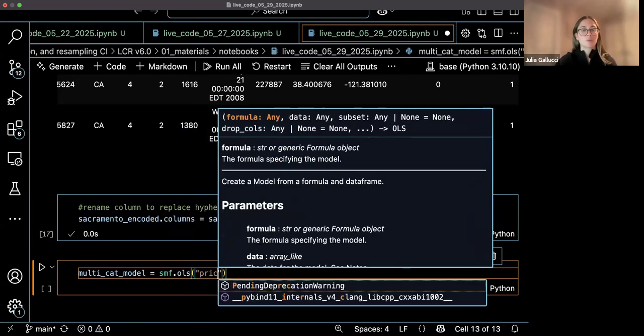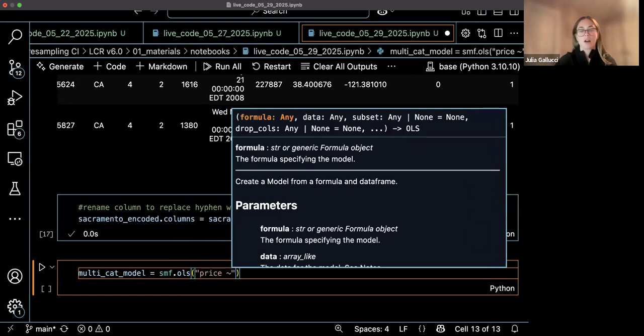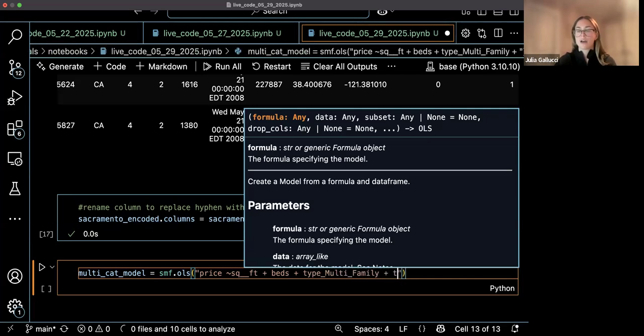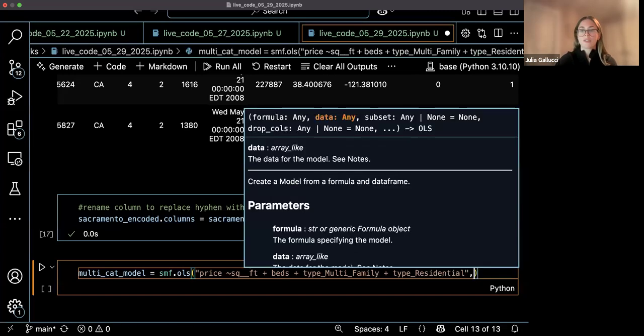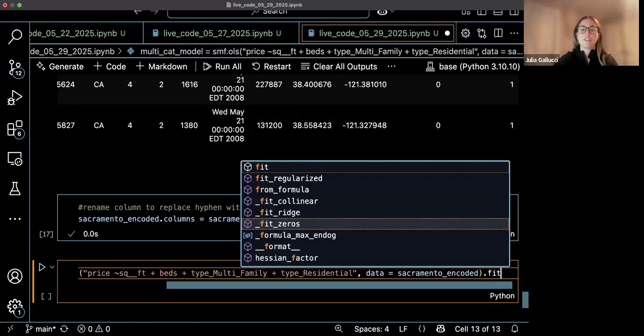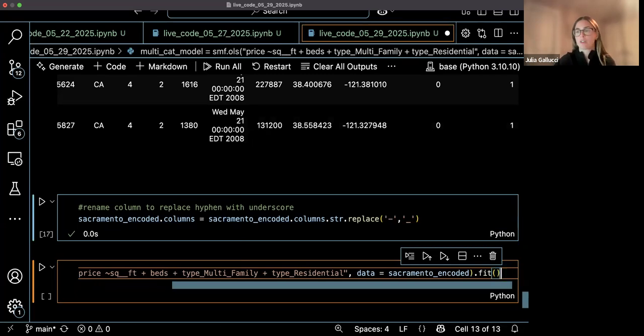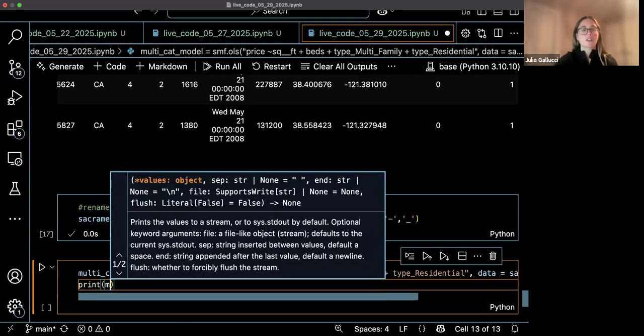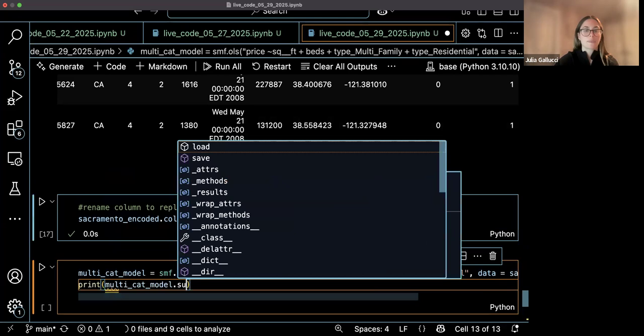And we're providing it with the price, which is our Y variable. Now we're going to have square footage, which is one predictor variable. The number of beds is another predictor variable. Now we have type multifamily, and then we also have type residential. And then we're going to provide it with our data set, which was Sacramento encoded now. Then we're going to fit the model to our data using the fit method, and then use the print function to print out a summary of our model.